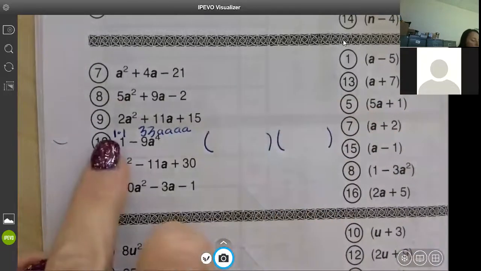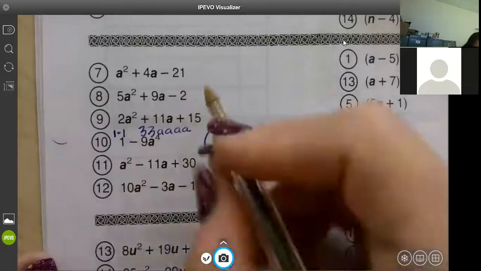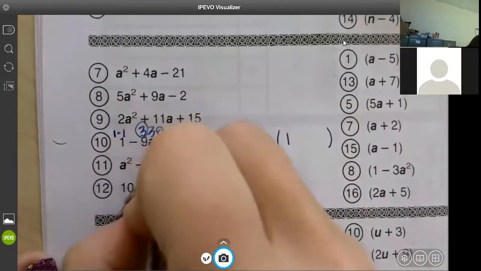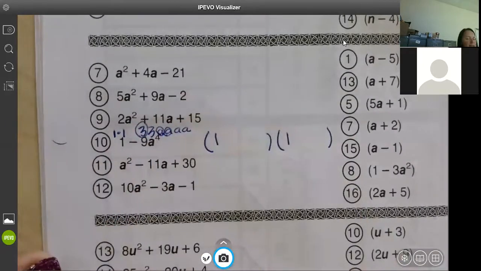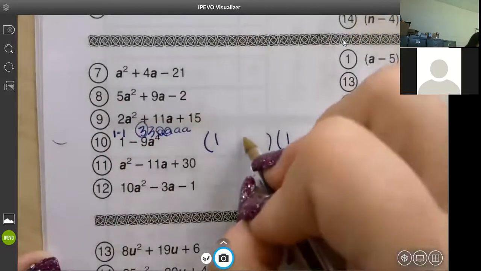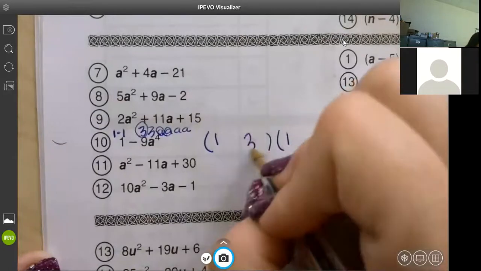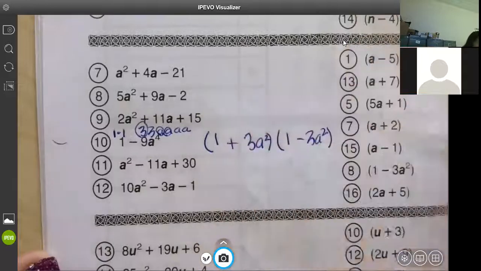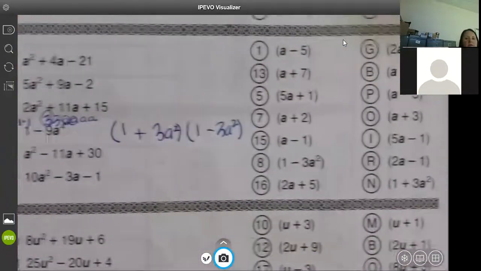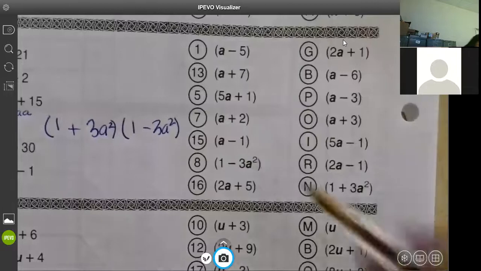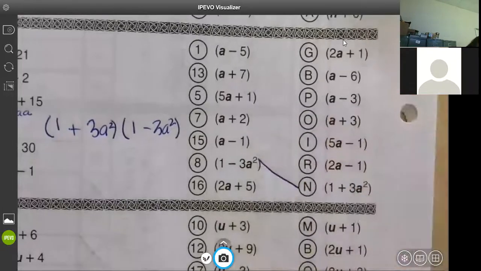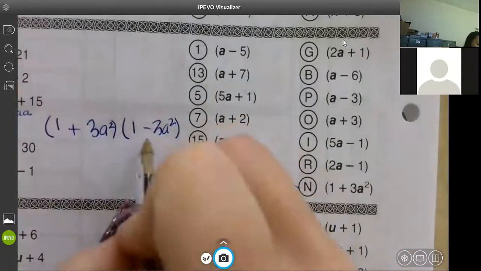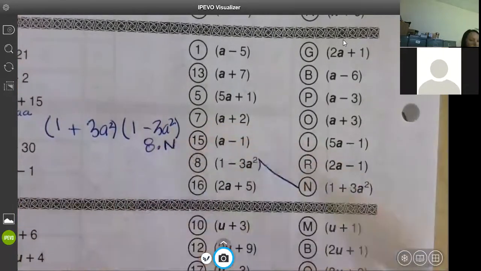What goes in the front? 1. In the back, I'm going to have a 3 and 2 a's. How do I write that? 3a squared. 1 is positive, 1 is negative. And if you look right here, you have them. Number 8, I don't care where you write it, is in.